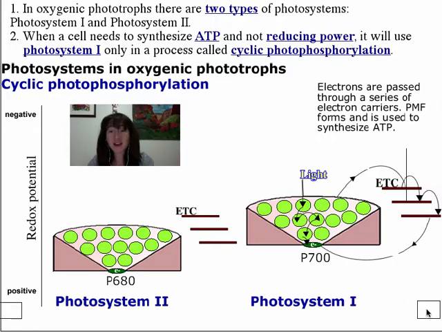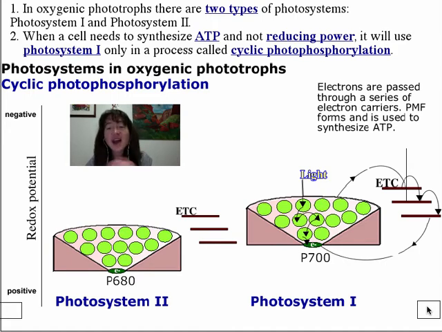So this is called cyclic photophosphorylation, because at the end of this whole process, the electron gets passed back to the reaction center chlorophyll, where it gets excited again, where it goes through the ETC, where it makes PMF, where it makes ATP, it gets recycled back again to the reaction center chlorophyll and does the whole thing again. So we recognize this as being a very cyclic process.